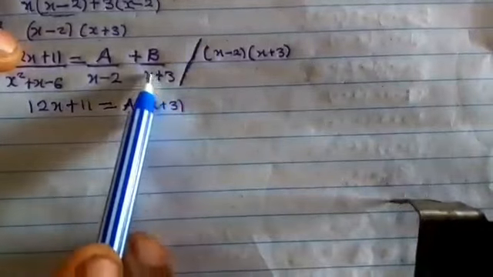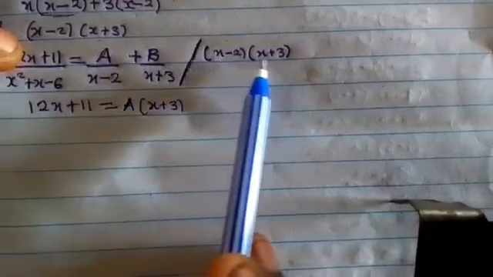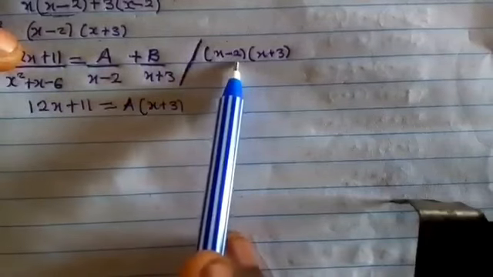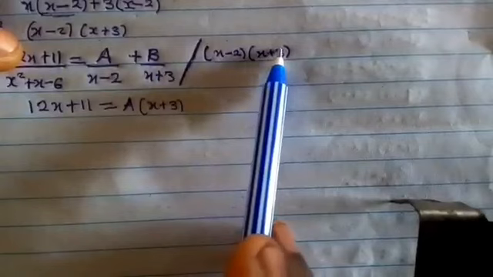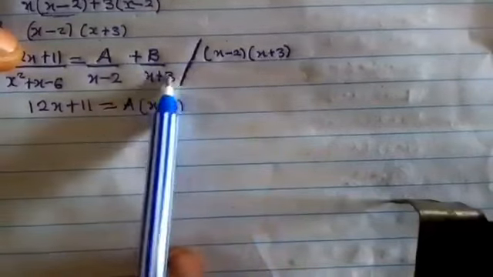Let's come to this one, which is B. B is going to multiply with the linear factors. We find that x plus 3 and x plus 3 are going to cancel each other.